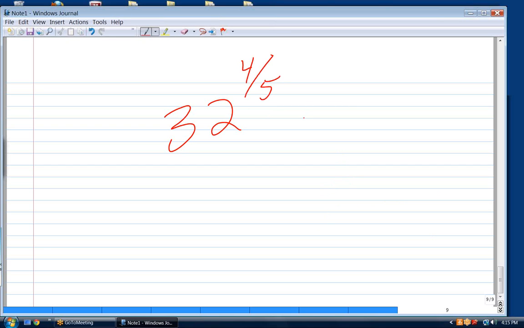Do the denominator first. In other words, the 5th root of 32. So, could you just put that? The way I would do this is I would take the 5th root of 32, which is 2, and raise it to the 4th power. Like that. Wait, I guess you actually have to solve it out, don't you? Never mind. No question.